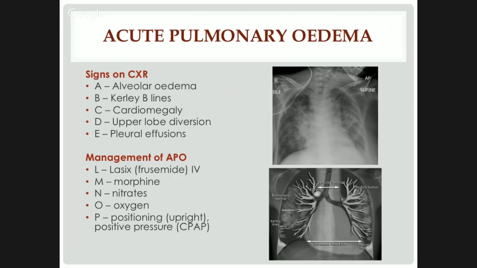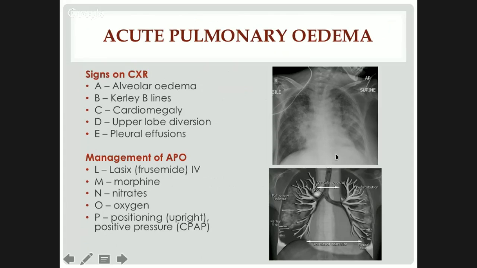So this is what acute pulmonary edema looks like. Easy to remember with A, B, C, D, E. So you get alveolar edema, which is this sort of fluffy, diffuse opacity, more concentrated around the perihilar region. Kerley B lines are sort of hard to see on this x-ray, but you get these vertical lines, horizontal lines. Notoriously hard to see, but people see them.